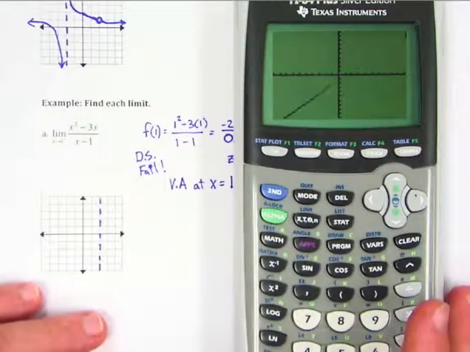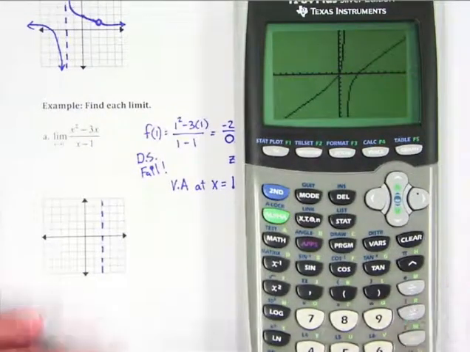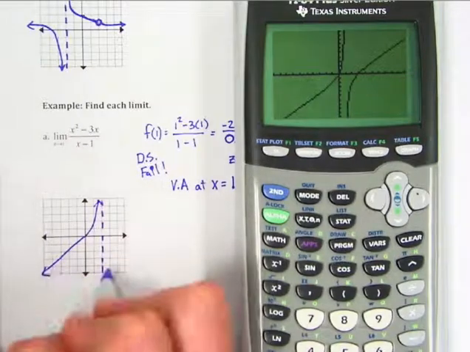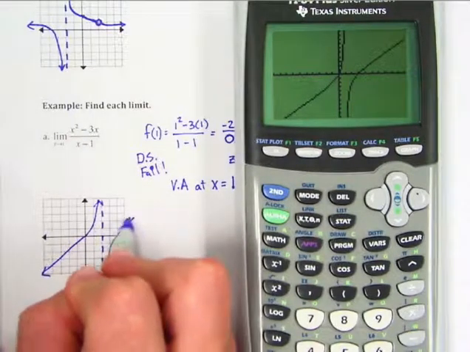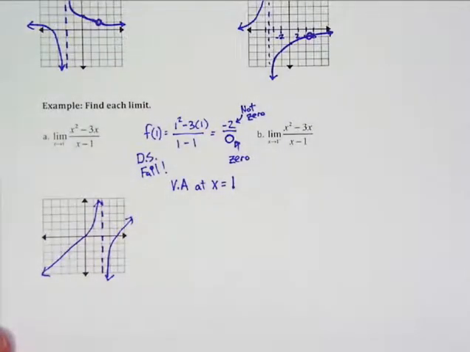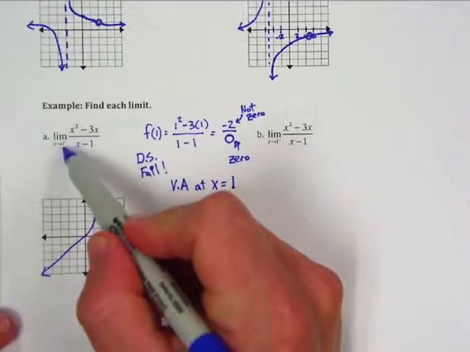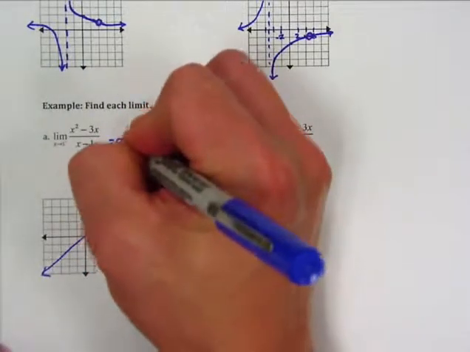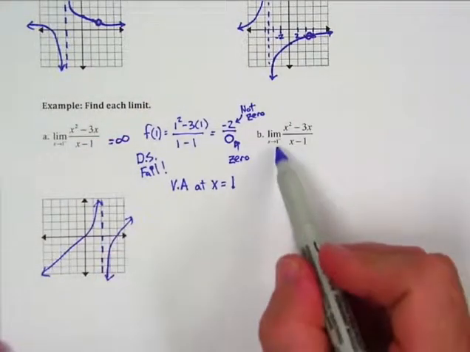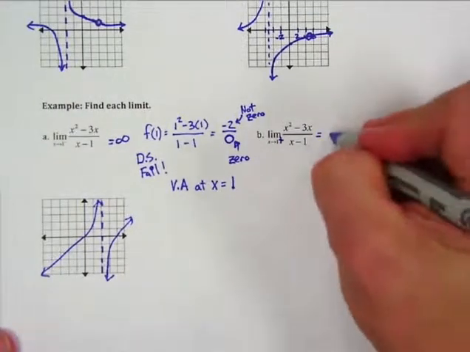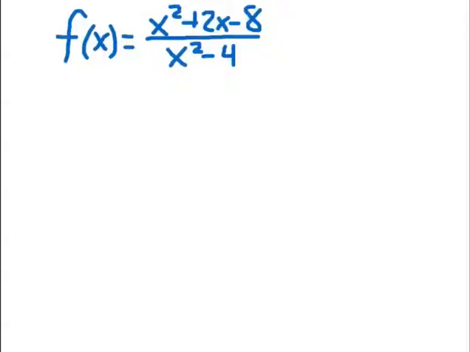Let's draw our graph and see what's happening there. Okay, again, you can see our vertical asymptote here. And so the limit as we approach 1 from the left is going to infinity, and the limit as we approach 1 from the right is going to negative infinity.